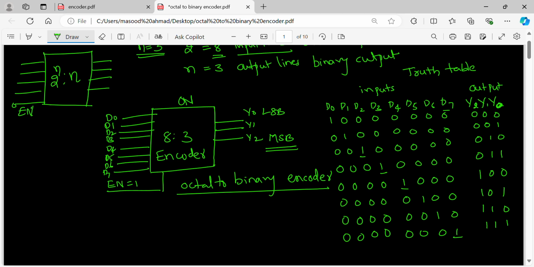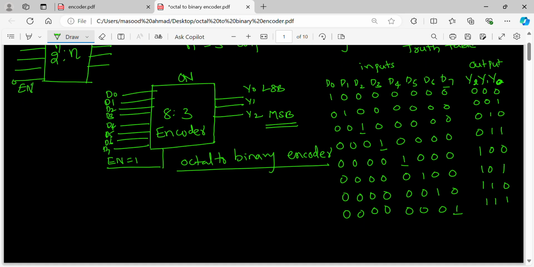Now what I need to do is look for expressions. What is the expression for Y0? If you look at Y0, where will Y0 be 1? Y0 is 1 when D1 is 1, when D3 is 1, when D5 is 1, and when D7 is 1. So Y0 is D1 plus D3 plus D5 plus D7. If any one of them is 1, Y0 is 1.